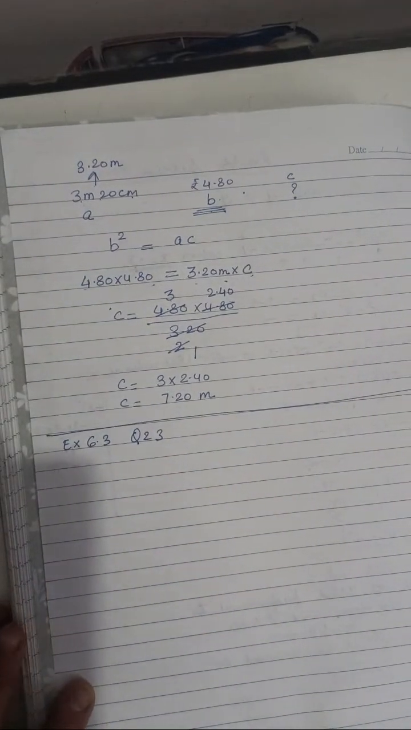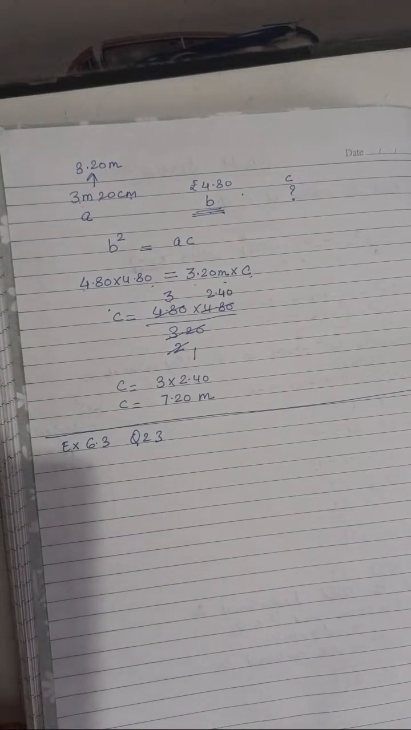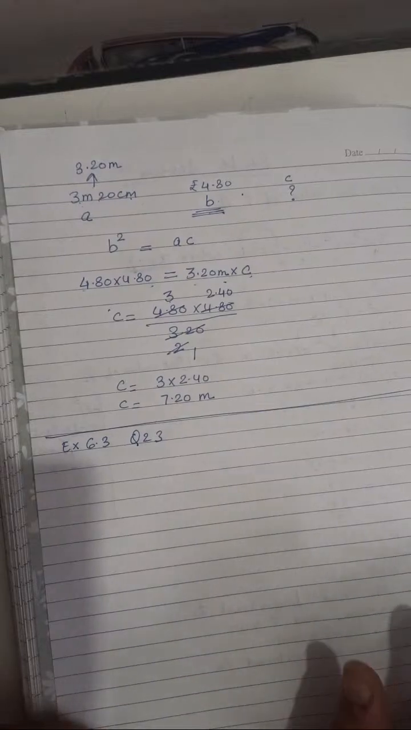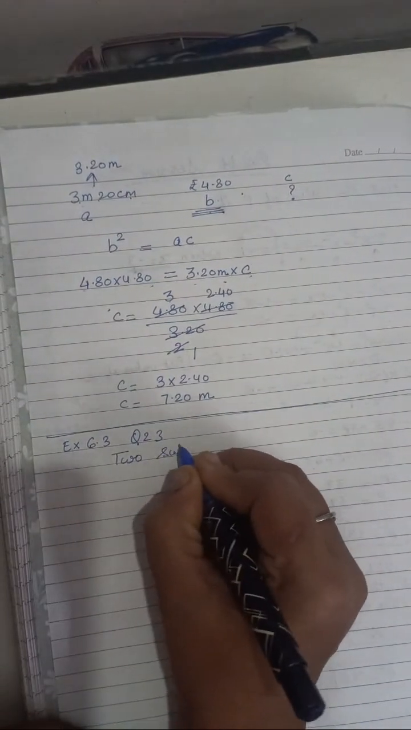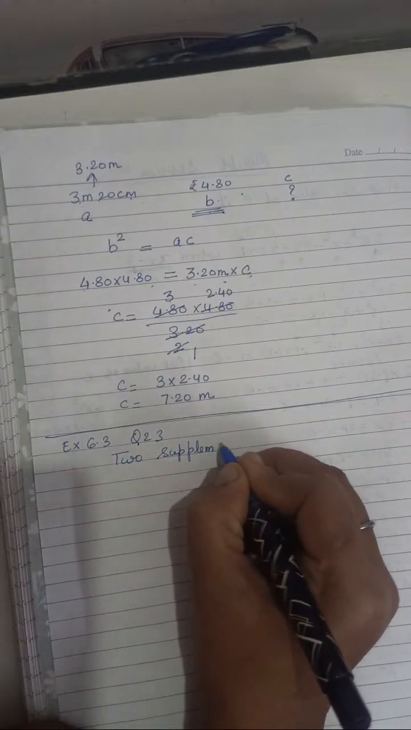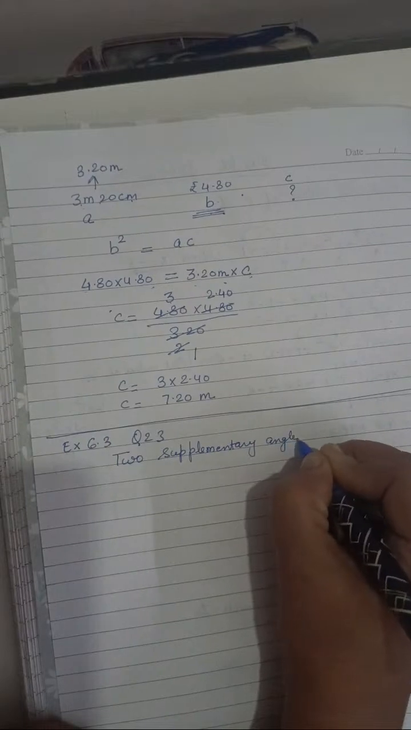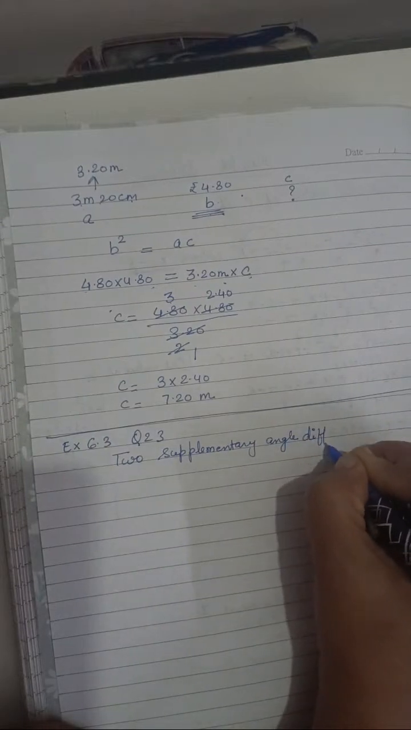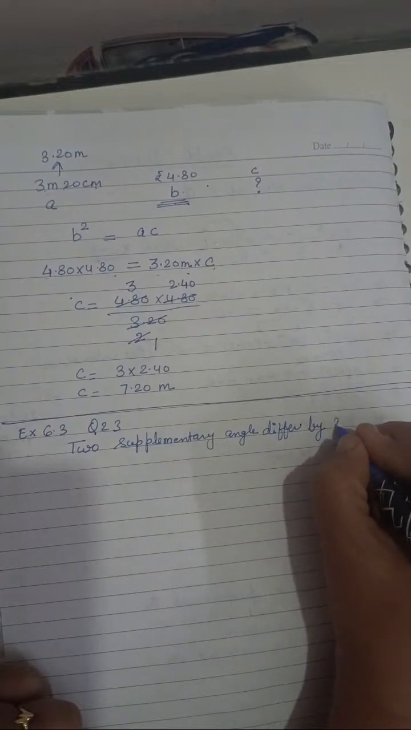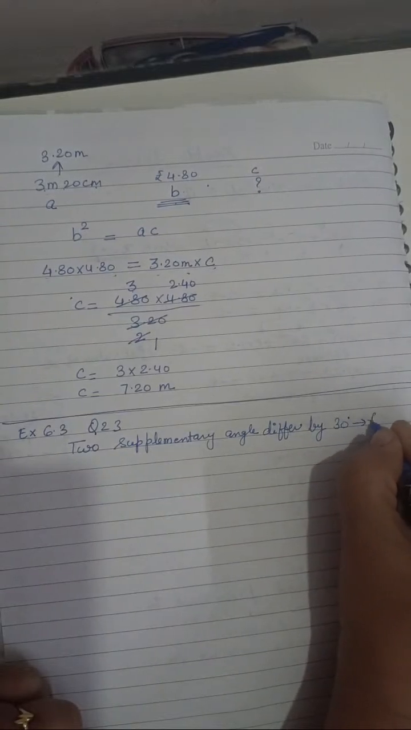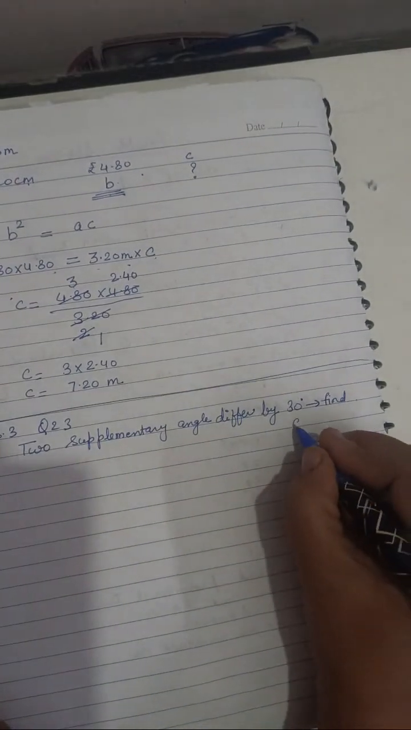So the question says the two supplementary angles differ by 30 degree. Okay, they are saying two supplementary angles differ by 30 degree. Find the angles. This is the question, right?